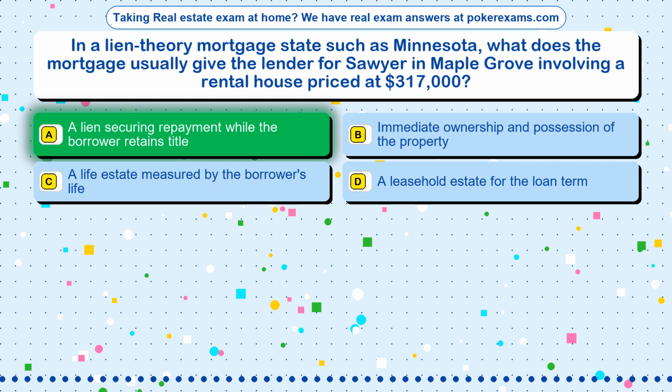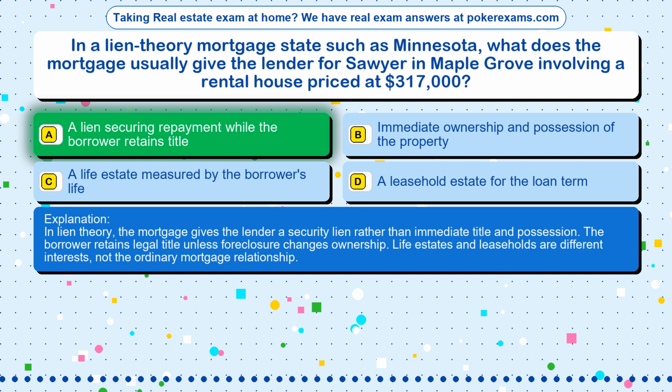The correct answer is option A. A lien securing repayment while the borrower retains title. In lien theory, the mortgage gives the lender a security lien rather than immediate title and possession. The borrower retains legal title unless foreclosure changes ownership. Life estates and leaseholds are different interests, not the ordinary mortgage relationship.